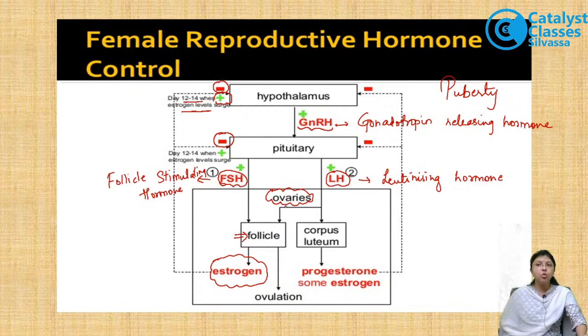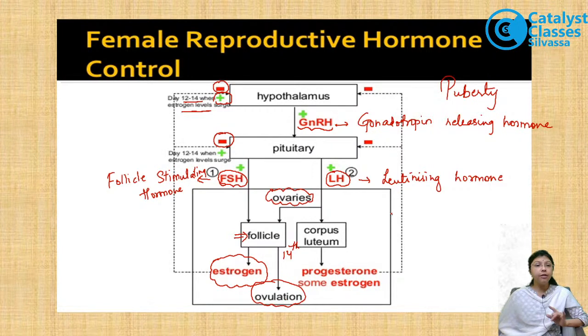Now FSH is going to act on the follicles and initiate its development. What about LH? Before the fertilization actually takes place, on the 14th day, what is going to take place? Ovulation, right? Now, once ovulation has taken place, if it gets fertilized, well and good.